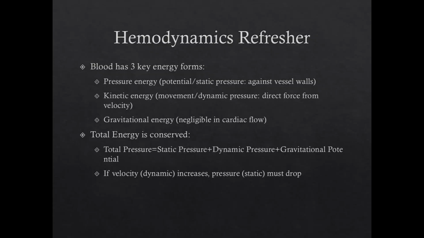Just a quick refresher, blood has three key energy forms, and they're pressure energy, kinetic energy, and gravitational energy. The gravitational energy is negligible, so we'll just ignore that. Pressure energy is also known as potential energy, static pressure. It is the energy or the pressure that's against the walls exerted by the blood.